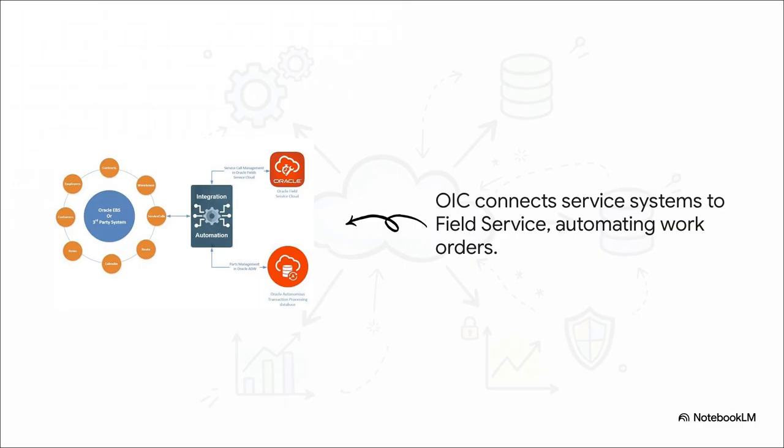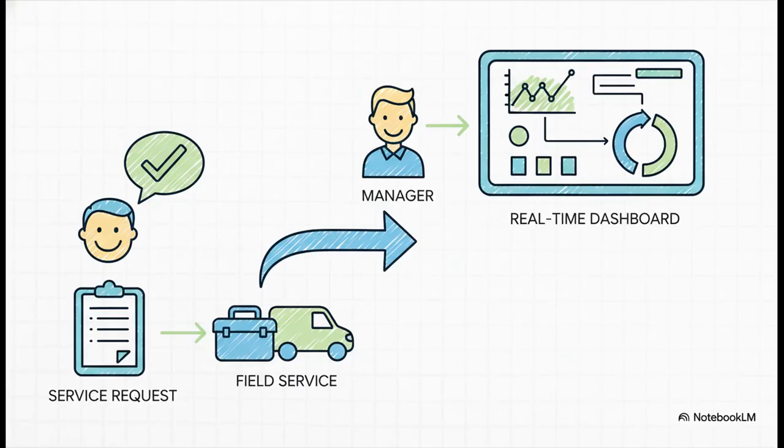The second that service call gets logged in a system like Oracle EBS, OIC jumps into action. It automatically creates a matching work order in Oracle Field Service Cloud, making sure a technician gets dispatched right away. It creates this perfect, seamless link between a customer's problem and your team's solution. And the result here? It's huge. First, management gets to see what's happening in real time. But more importantly, customers get help way, way faster.